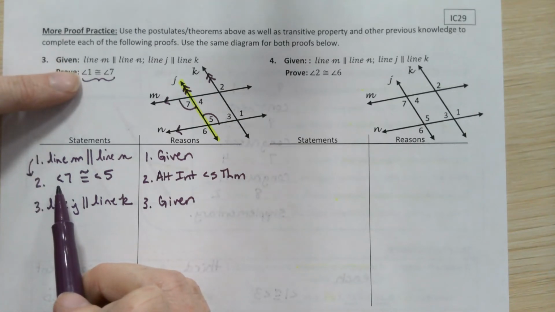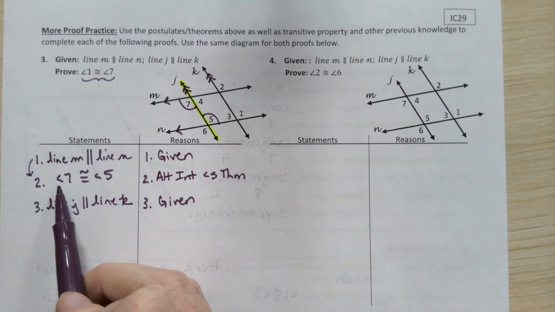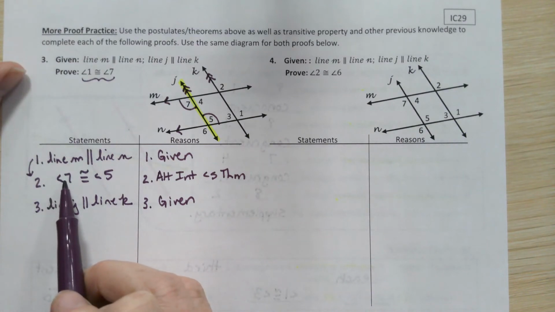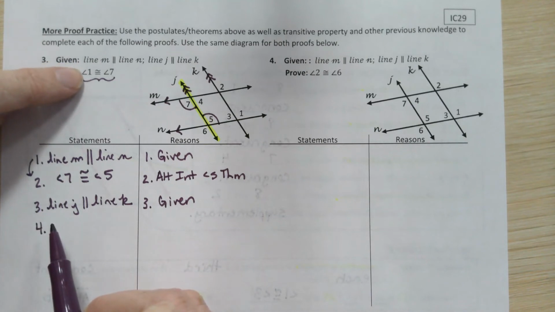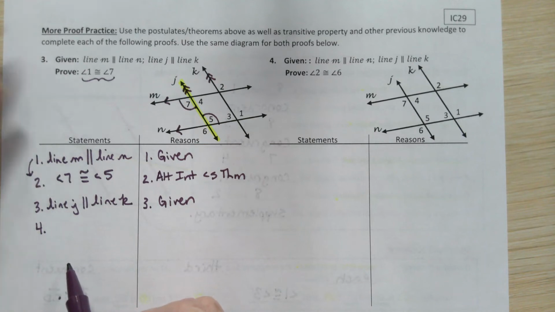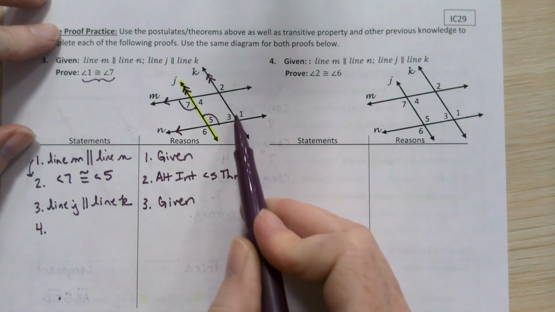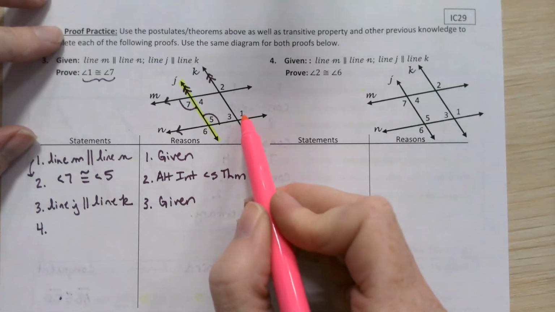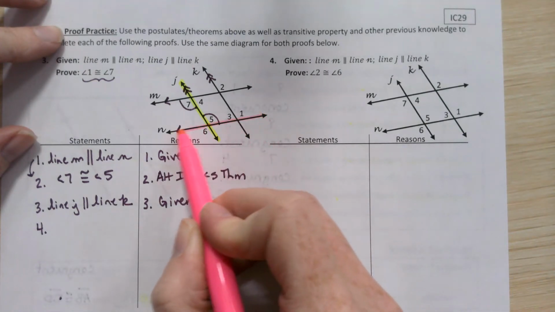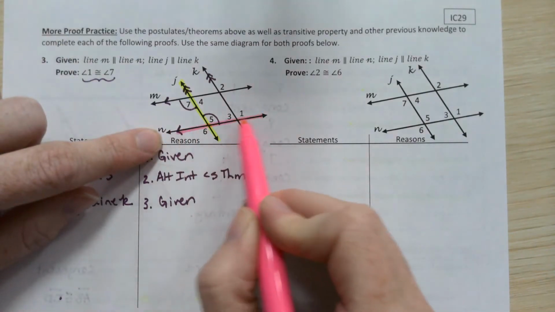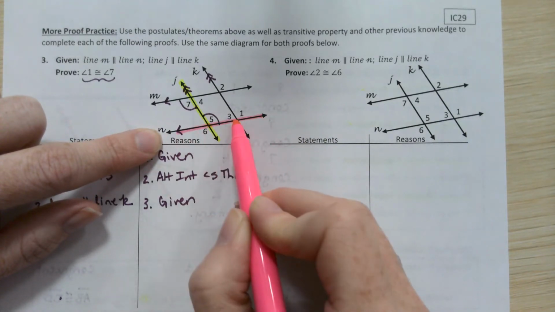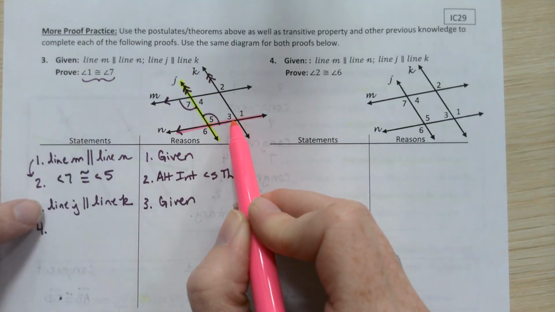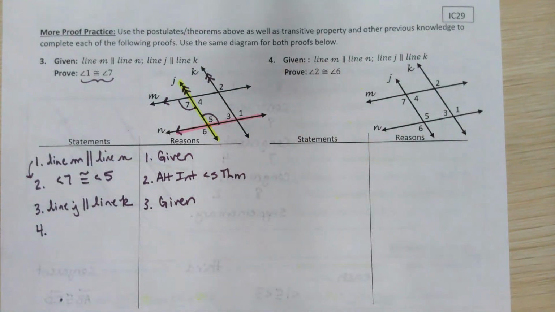Remember, our goal is to talk about angle 1 and angle 7. I've already talked about angle 7, so I feel like my next statement needs to talk about angle 1, otherwise I'm not making progress towards my proof statement. So if I need to talk about angle 1, that makes the decision for me about what needs to be the transversal. I have to focus on line N because that passes through line J and line K, which are my new parallels I'm trying to use, thanks to statement number 3.